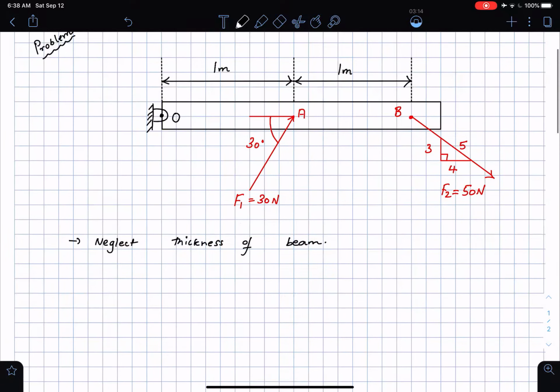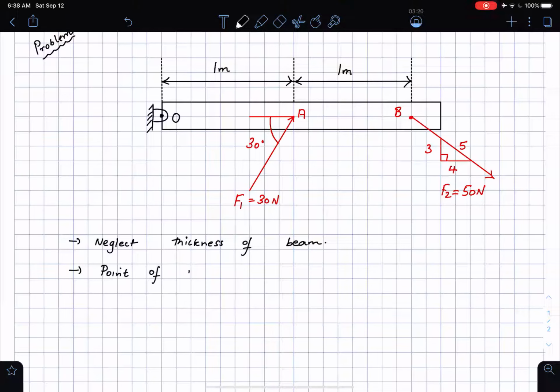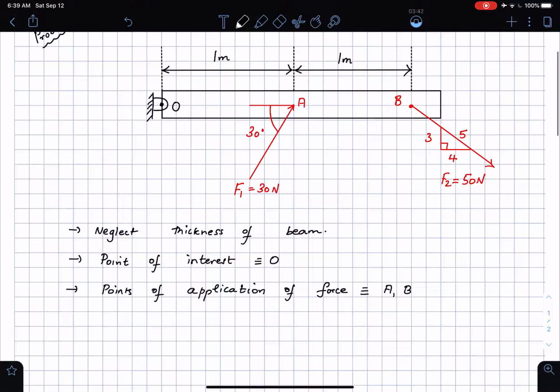Okay, you're told that the point O is the point of interest. So point of interest is the point O. Okay, and then the points of application of the force. These are the points A and the points B. Okay, and what am I supposed to find in this problem? I'm supposed to find the resultant moment about the point of interest. Okay, obtain the resultant moment about point O.